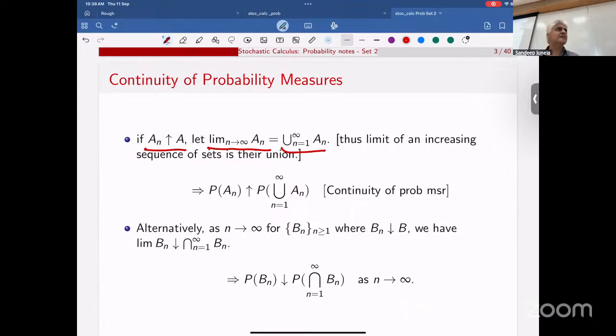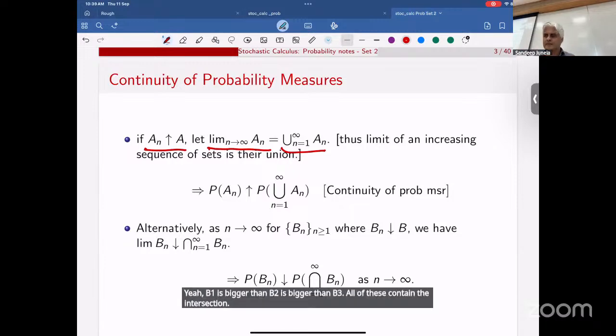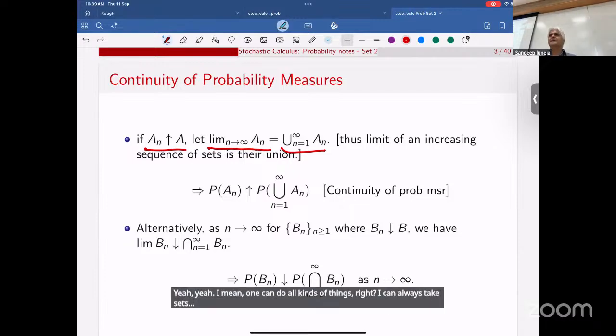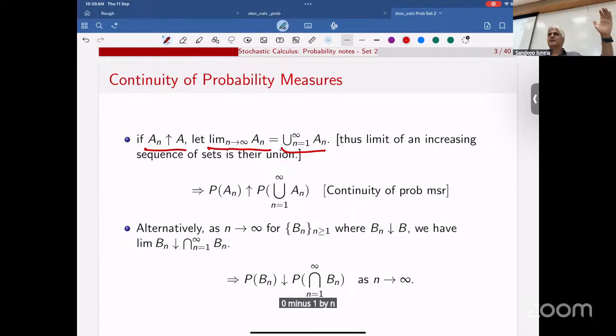It's very natural how we'll do this when it's decreasing, right? How will we do this when it's decreasing? Intersection. B1 is bigger than B2 is bigger than B3. All of these contain the intersection. Let's say B1 is equal to B2 is equal to B3. Yeah, one can do all kinds of things. I can always take sets like 0 minus 1 by n, 1 plus 1 by n. Now let's shrink it. It converges to [0, 1], not to 0, not to the empty set.